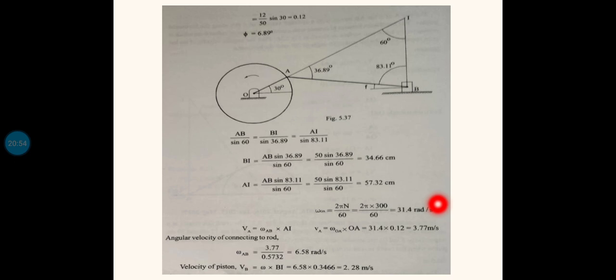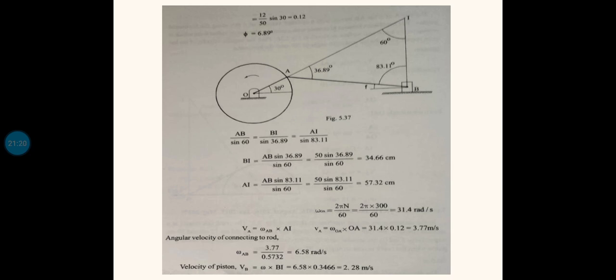Now we got the value of VA, and we can substitute it here: VA equals omega AB into AI. The AI value we already got. So substituting all these, omega AB equals 3.77 divided by 57.32 centimeter, converting into meter, 0.5732. So omega AB equals 6.58 radian per second. Now we got the angular velocity of the link AB. That was the first question.